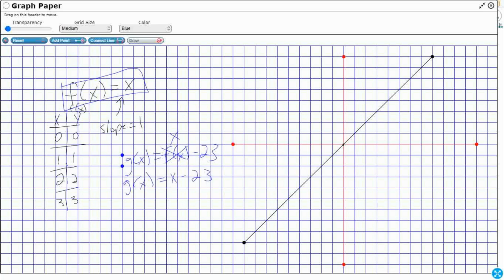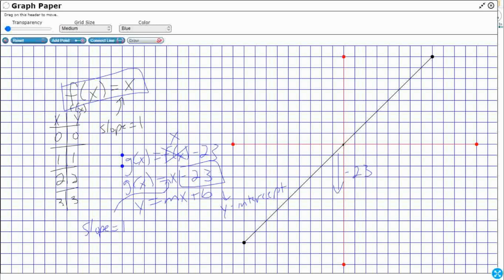Well, this looks very similar to slope-intercept form, y equals mx plus b. What's my slope? My slope hasn't changed. My slope is still 1. What has changed? Now I've got a pretty nasty y-intercept. That's the y-intercept, and that's a negative 23. So my slope is still 1, and all I did to transform this particular graph is slide it down. We're going to slide it down 23.